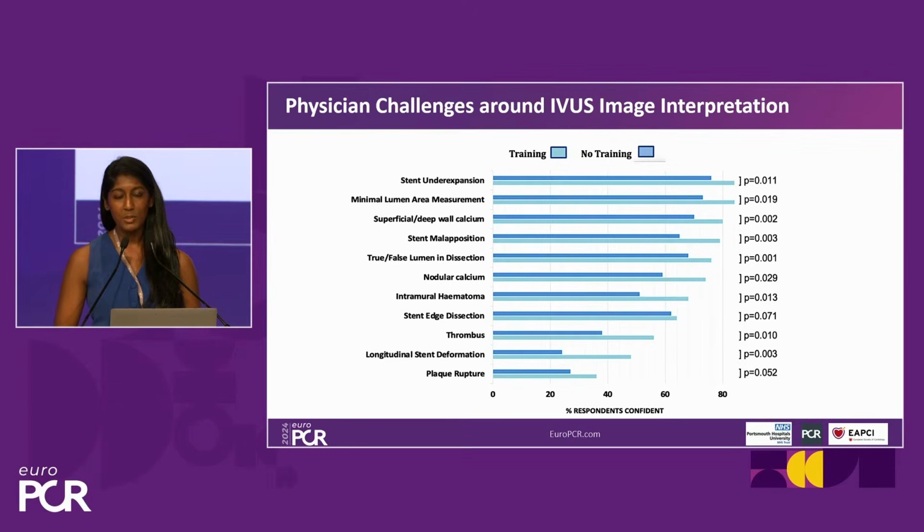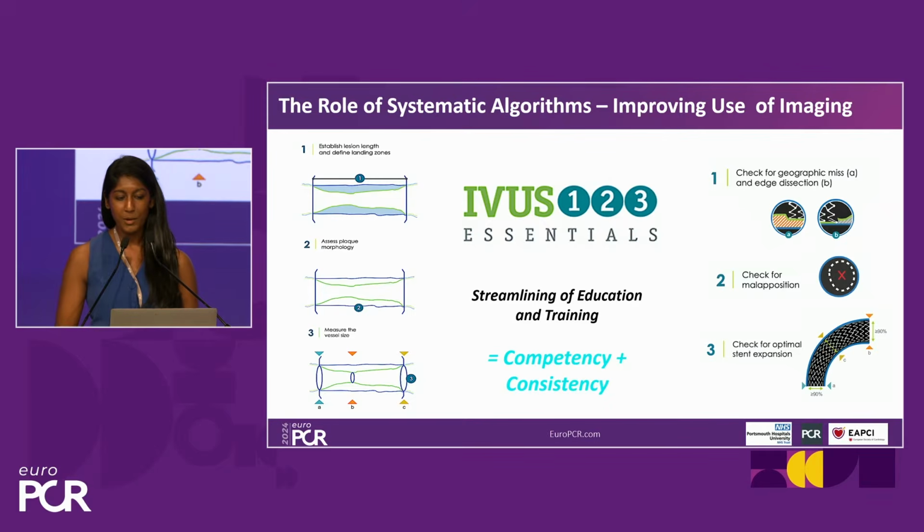And around 15 to 25% of operators who were confident in use of IVUS, and 25 to 40% of operators who were not confident in the use of IVUS, were still not happy interpreting some of the basic things such as under-expansion, malapposition, and edge dissections. So quite important factors. So how do algorithms help us? Well, they help to streamline education and training through competency and consistency.